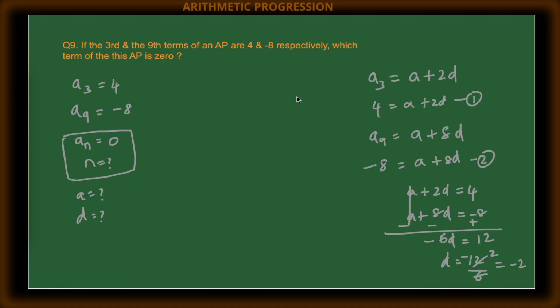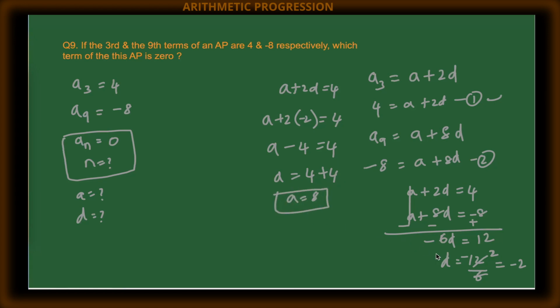Let's find the value of a by putting d into one of the expressions. a plus 2d is equal to 4. Let's take this first expression and put in the value of d, which we know is minus 2. So a plus 2 into minus 2 is equal to 4, so a plus minus 4 is equal to 4. This minus becomes plus 4, so a is equal to 8. So we have a and we have d.